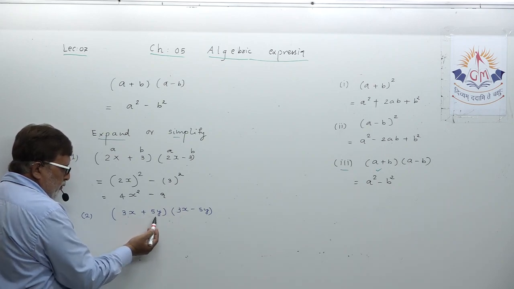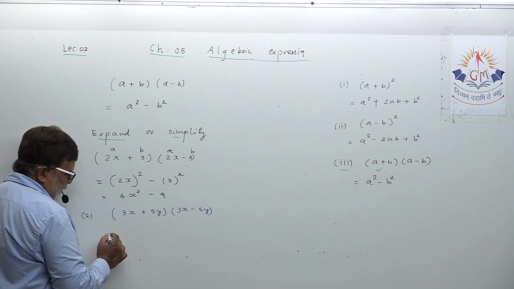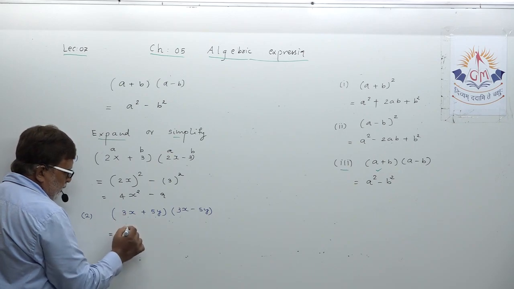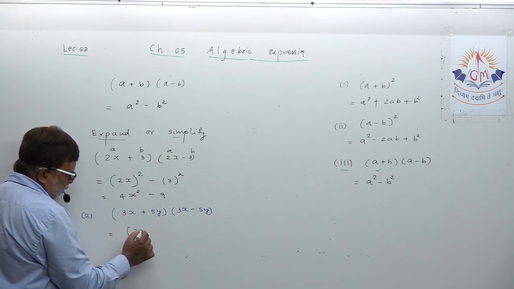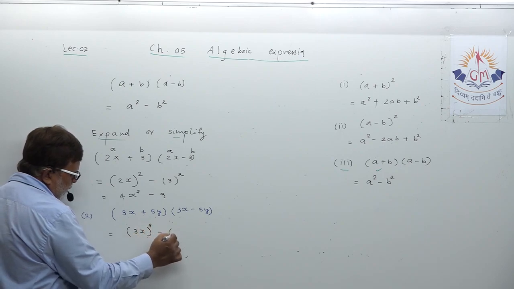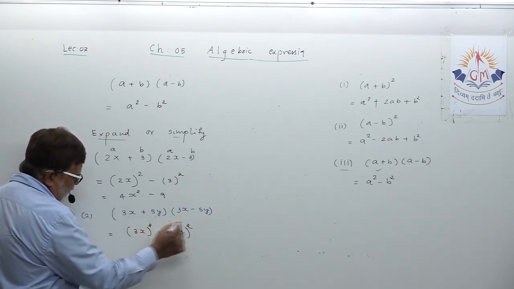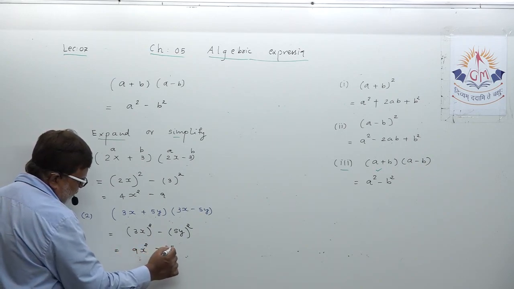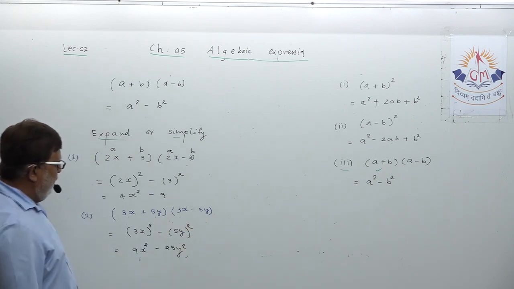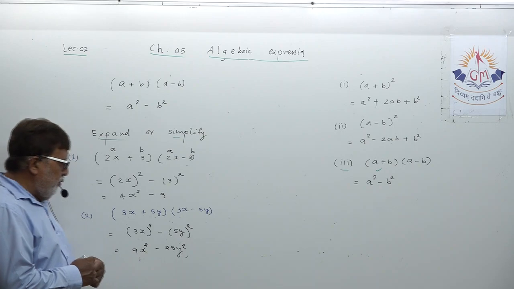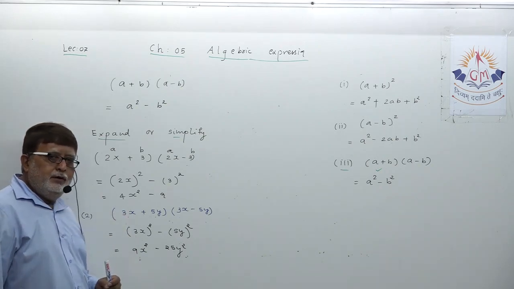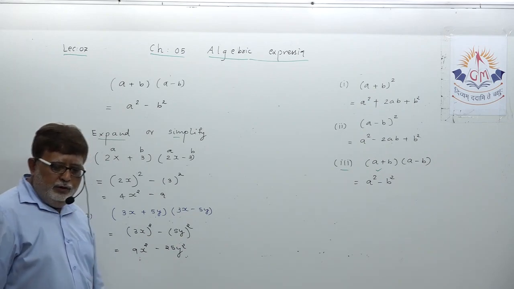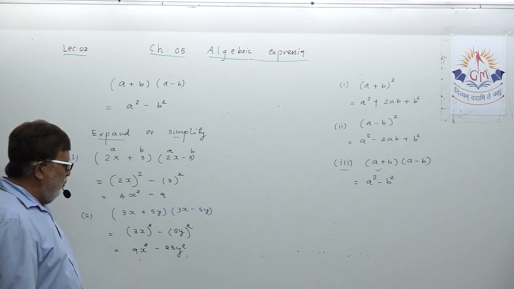This is a, this is b, this is a, this is b. Final answer, you know, a square minus b square. In place of a you will write 3x, in place of b you will write 5y. So final answer: 9x square minus 25y square. Okay, it's just a question of identifying and realizing which formula can be applicable here. That is very important for you.